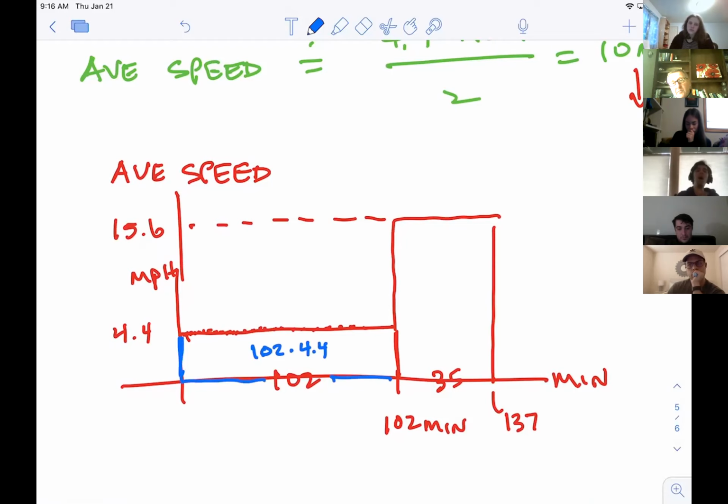If you like pain, you can make an equation out of that horizontal line. It'd be y equals 4.4. Take the integral of 4.4. It'd be 4.4x. It actually still works. And isn't this area up here 15.6 times 35? And so I find those two areas.